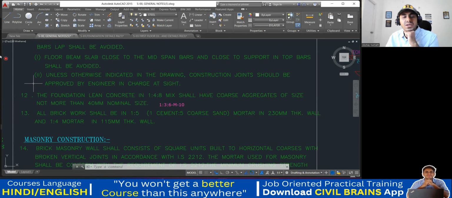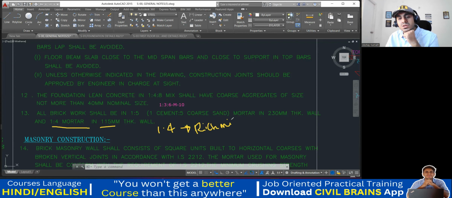So understand this concept. Again, they'll ask you in the interview, if you're applying for the job of a site engineer, like, if it is outer brickwork, what is the thickness you're supposed to keep? If it is inner, how much are you going to keep? What is the cement mortar that you're supposed to use? If it is a 115 thick wall, we go with 1:4. And always remember, 1:4 is a rich mix compared to 1:5.